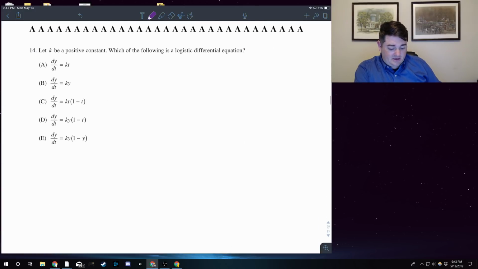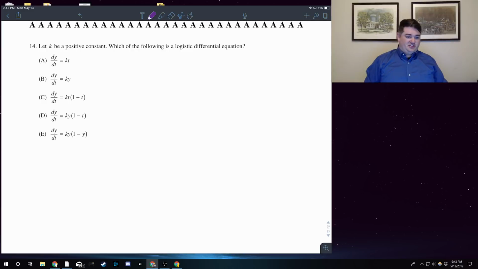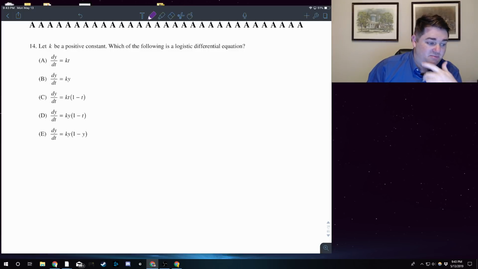14, which of the following is logistic. Somebody asked for logistic. This is a great, I hesitate to call it a trick question, but I know lots of people are going to get tricked by it. So take a minute and ask yourself which one of these 5 is logistic.